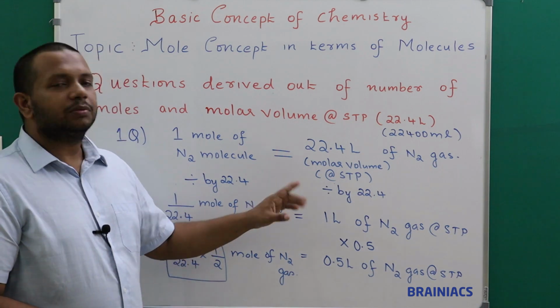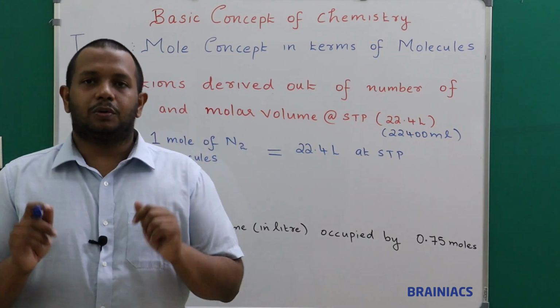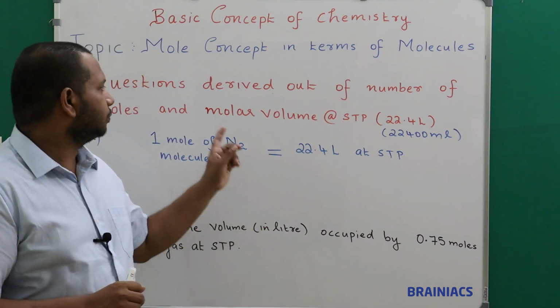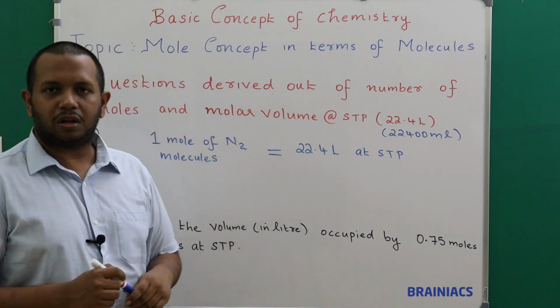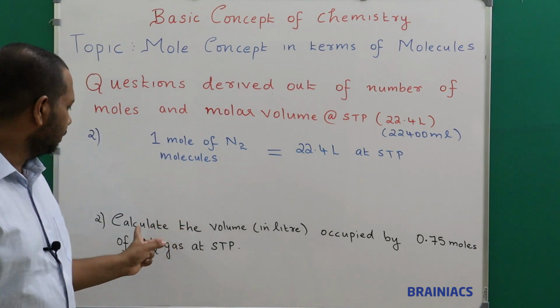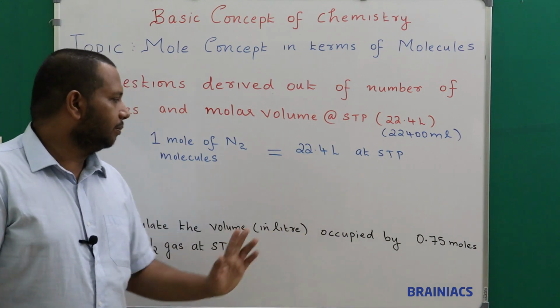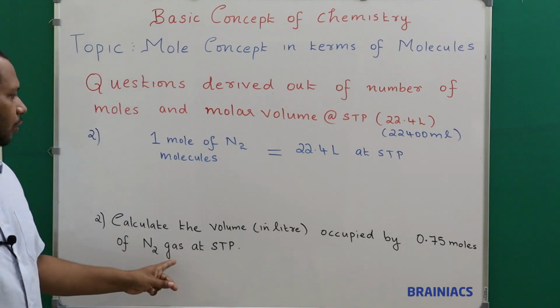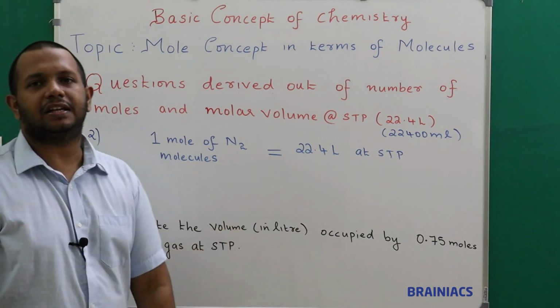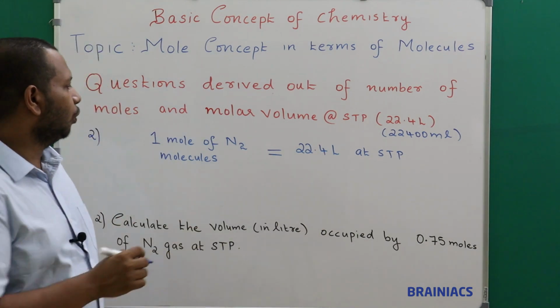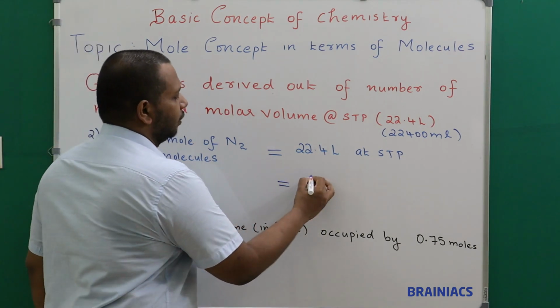Okay, so we will derive the next question out of this. So students, I have written the second question that is derived out of number of moles and molar volume at STP. Please read the question. Calculate the volume in liter occupied by 0.75 moles of nitrogen gas at STP. Now listen here, they are asking you to find out the volume here. So this is what you need to find out.